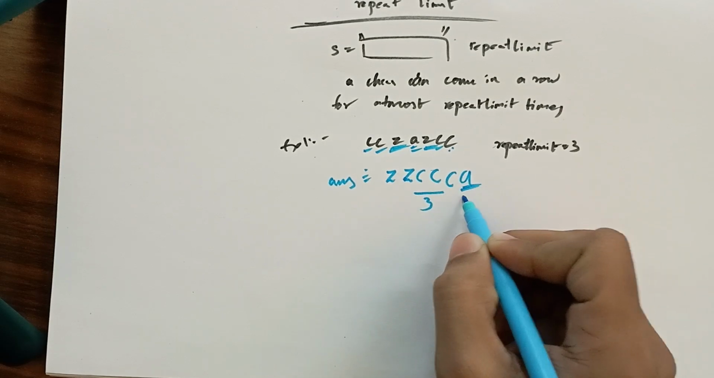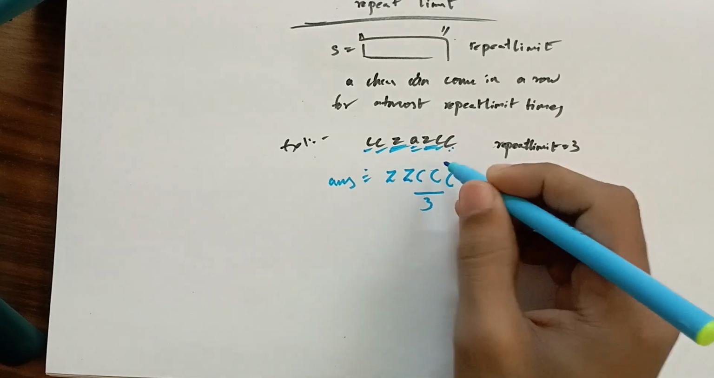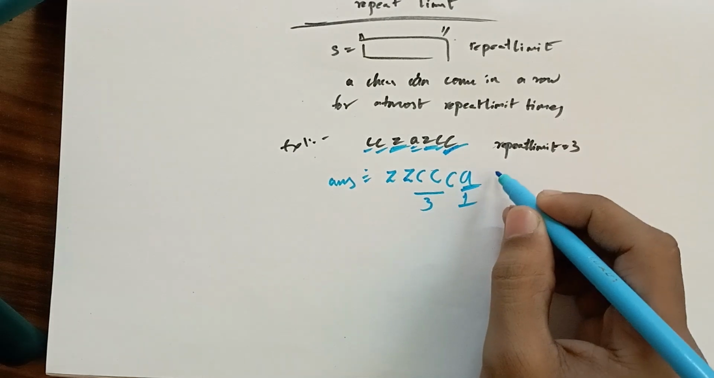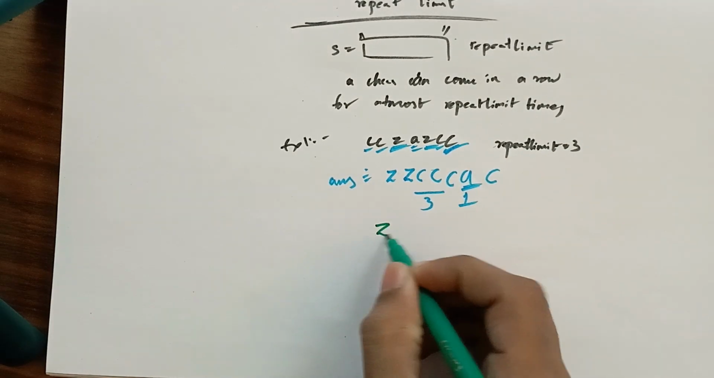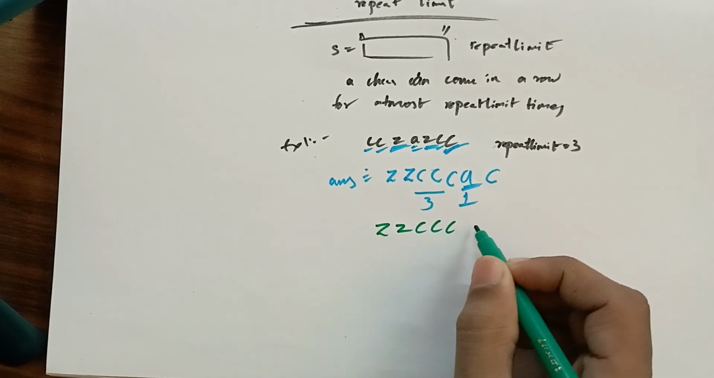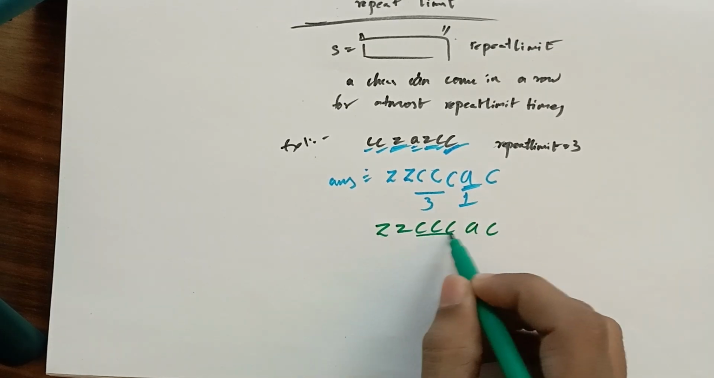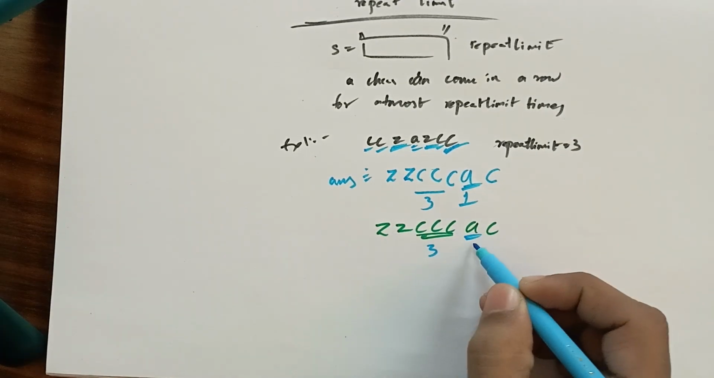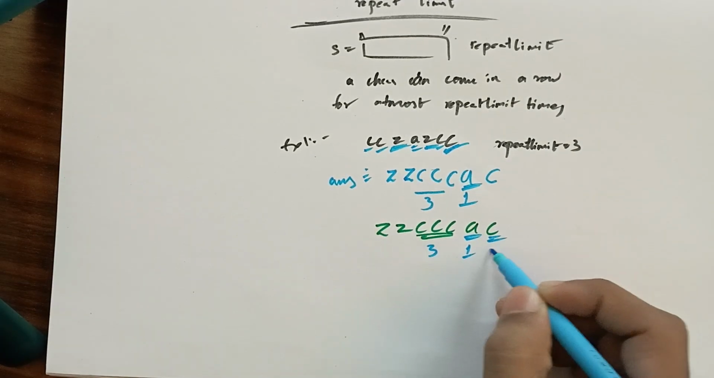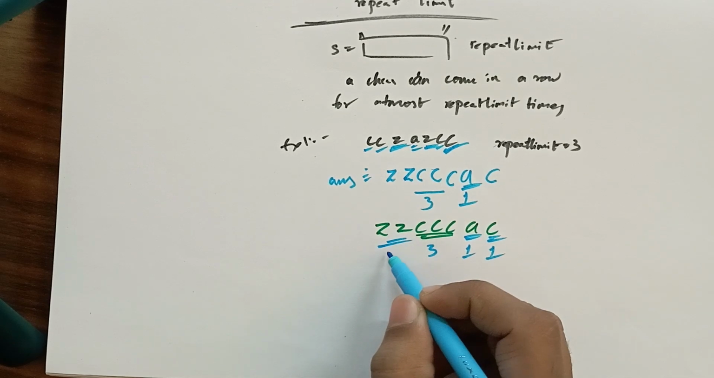Now we are having 1 for a and we are left out with this c, and we'll be pushing back that c and we'll be returning zzcccac. That means this is having in a row a limit of 3, this is having a limit of 1, this is having a limit of 1, this is having a limit of 2. Let us go with another example.